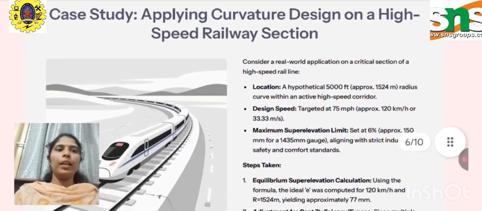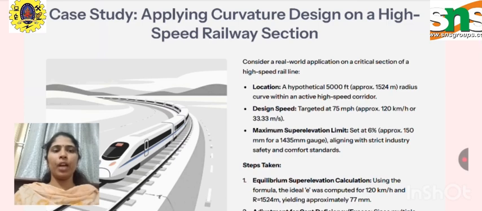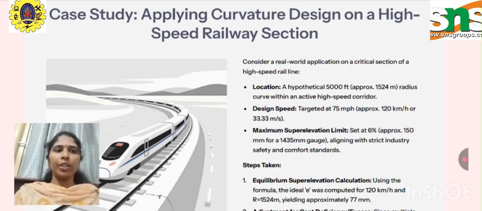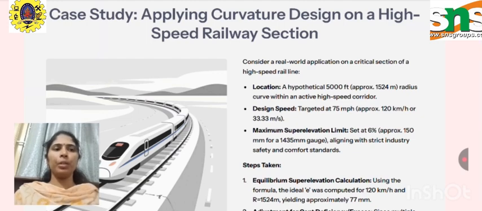Next is applying curvature design on a high speed railway section. Consider a real world application on a critical section of a high speed rail line. Location: a hypothetical 5000 feet radius curve within an active high speed corridor. Design speed: this is targeted at 75 miles per hour or 120 kilometers per hour. Next, maximum super elevation limit is set at 6%, that is 150 millimeters for 1435 millimeter gauge. Next, steps taken.